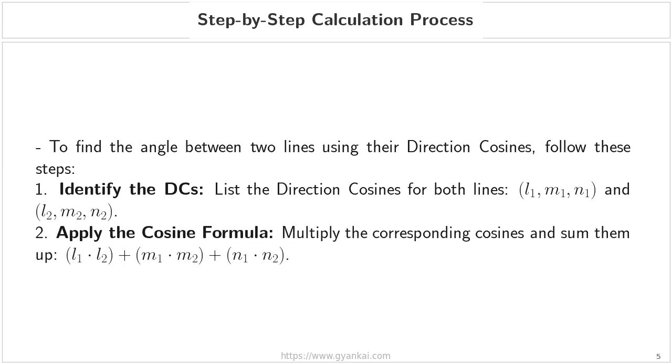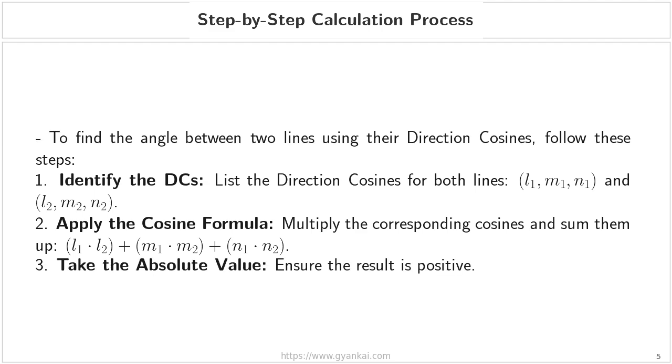Second, apply the cosine formula. This is where the actual calculation happens. You will multiply the corresponding components together and then add them all up. Specifically, you'll calculate L sub 1 times L sub 2, then add the product of M sub 1 times M sub 2, and finally add the product of N sub 1 times N sub 2.